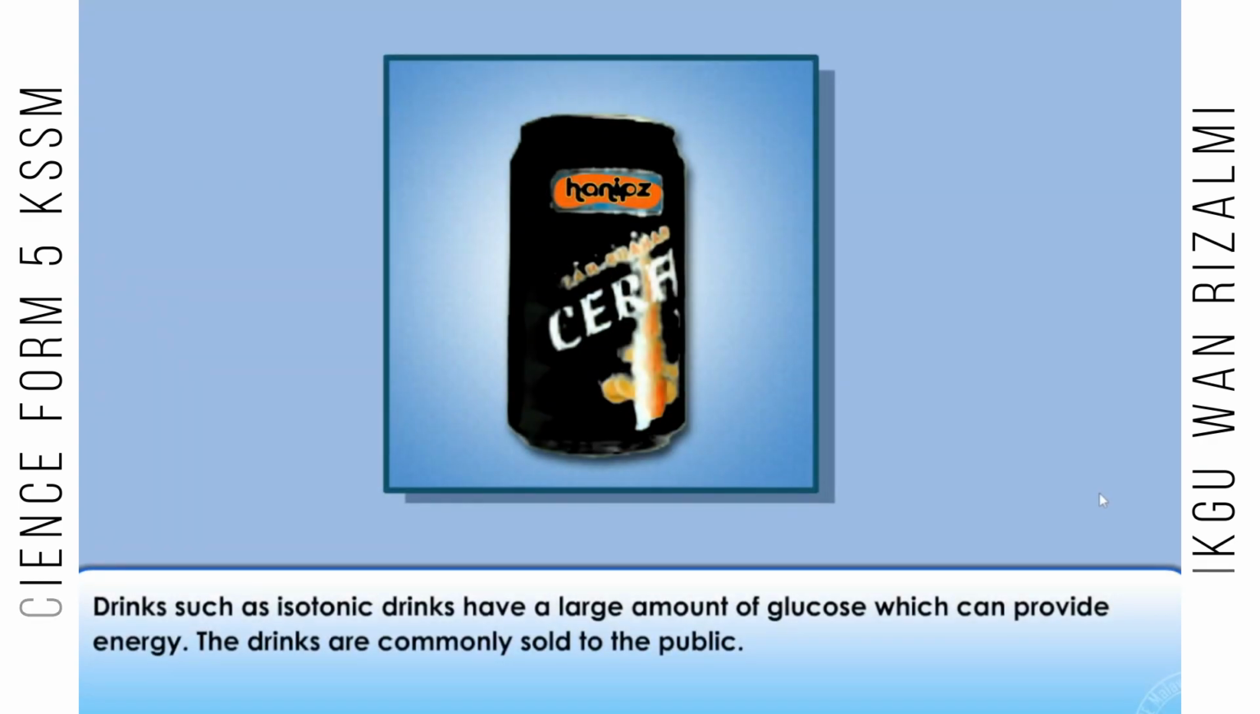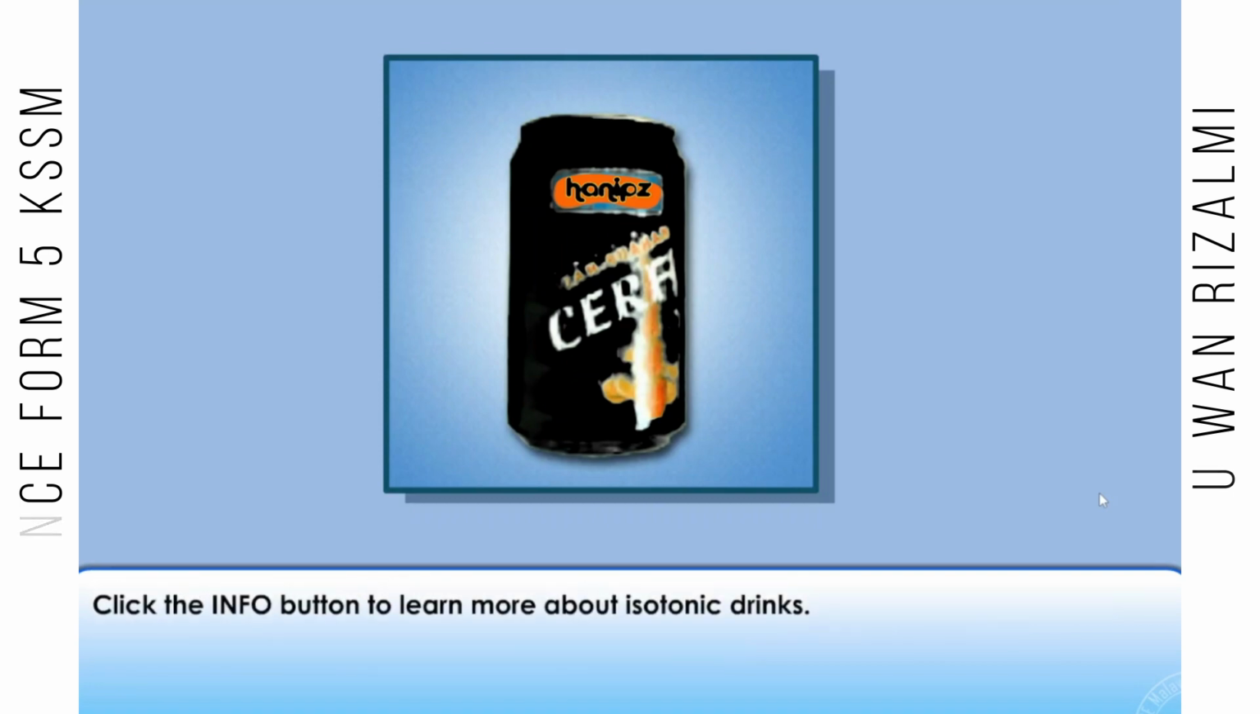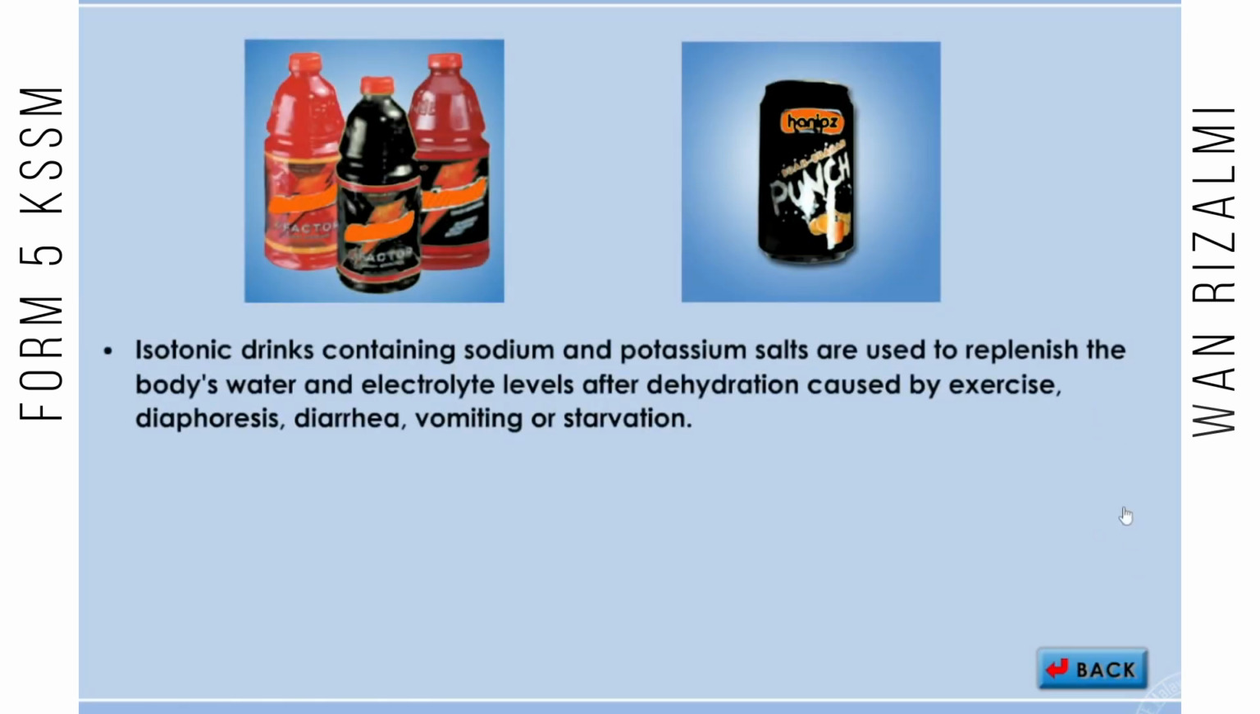Drinks such as isotonic drinks have a large amount of glucose which can provide energy. The drinks are commonly sold to the public. Click the info button to learn more about isotonic drinks. Isotonic drinks containing sodium and potassium salts are used to replenish the body's water and electrolyte levels after dehydration caused by exercise, diaphoresis, diarrhea, vomiting, or starvation.